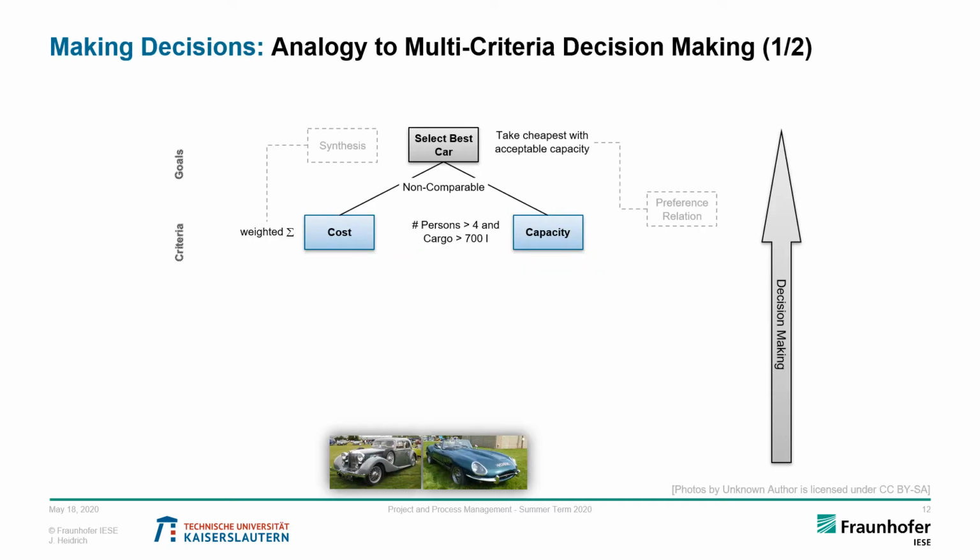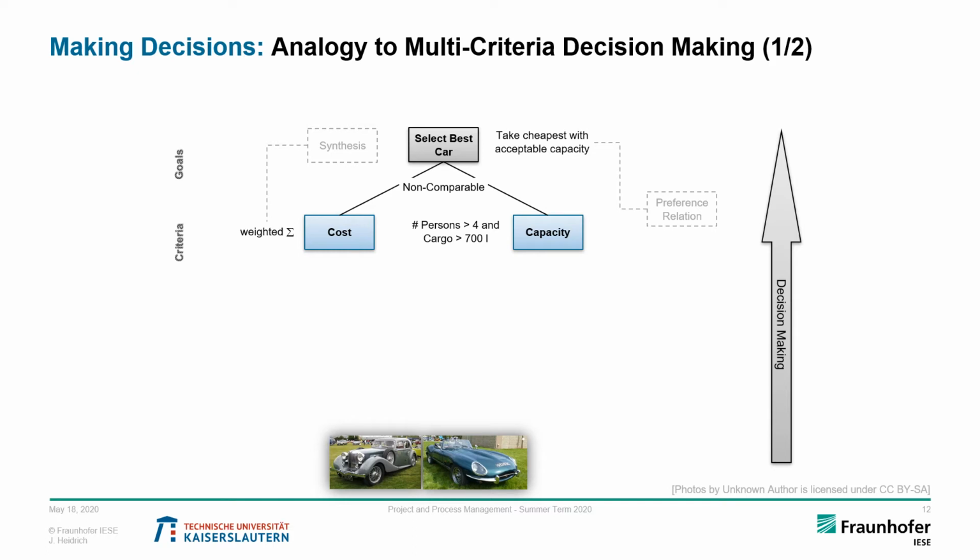So then let's think for a minute about how to aggregate these results and finally use the data for making some decisions. Let's use the analogy to a quite popular approach in decision making, the multi-criteria decision-making approach, the MCDM approach. This example is about two cars again, and we want to select the best car. That's our goal. We want to take the cheapest car with an acceptable capacity. That's the so-called preference relation.